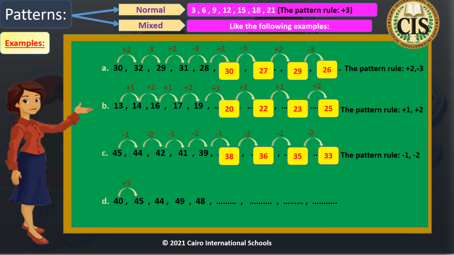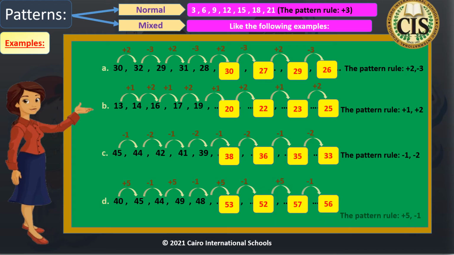Yeah, it decreased. If it decreased, so we will write minus. Minus what? Subtract 45 minus 44. So we are subtracting 1. Then we are adding 5, subtracting 1. Adding 5, subtracting 1. Till we finish. So now we can say that the pattern rule is plus 5 and minus 1.